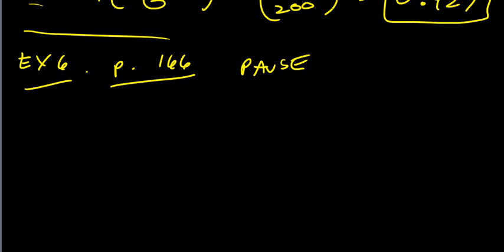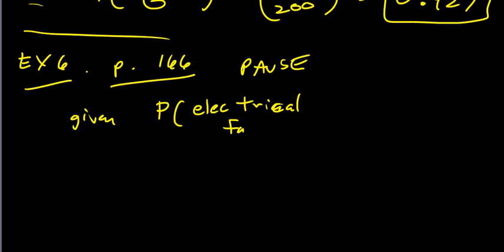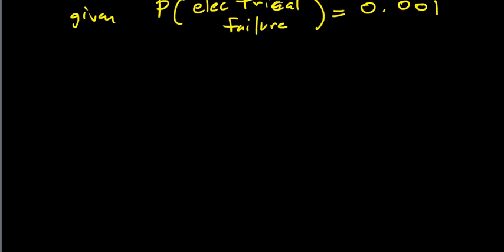Alright, here we go. Example 6, page 166. You're talking about a plane and probability of failures of electrical system within the plane. We're given this statement that the probability of an electrical failure at any given time in any engine is 0.001, 1 out of 1,000. Okay, that information is given to us.